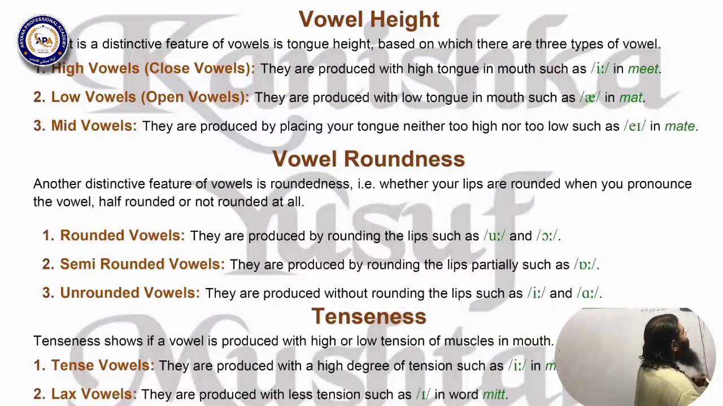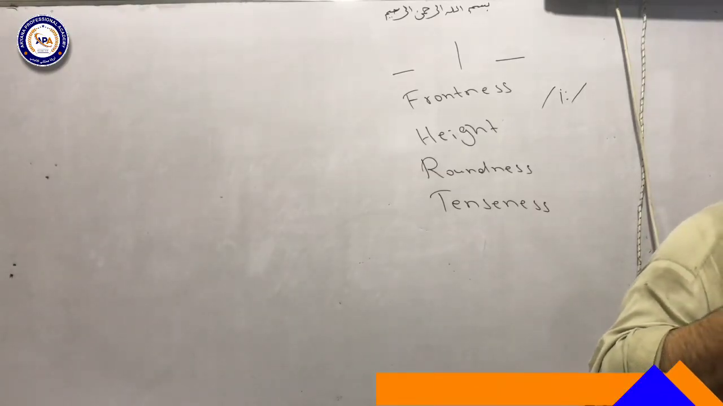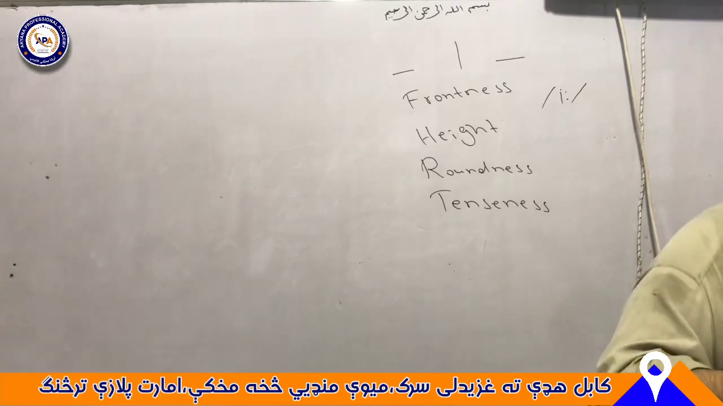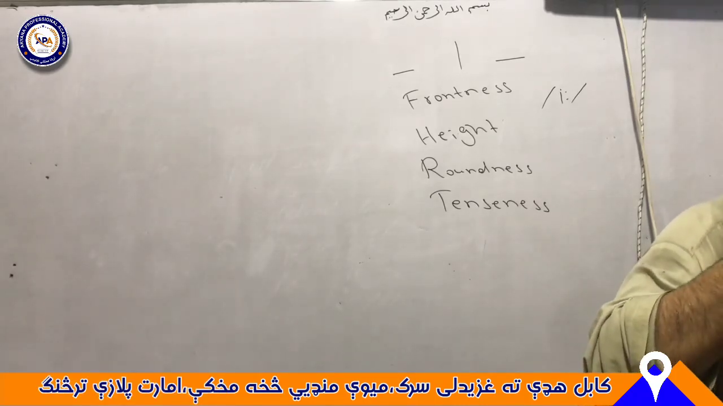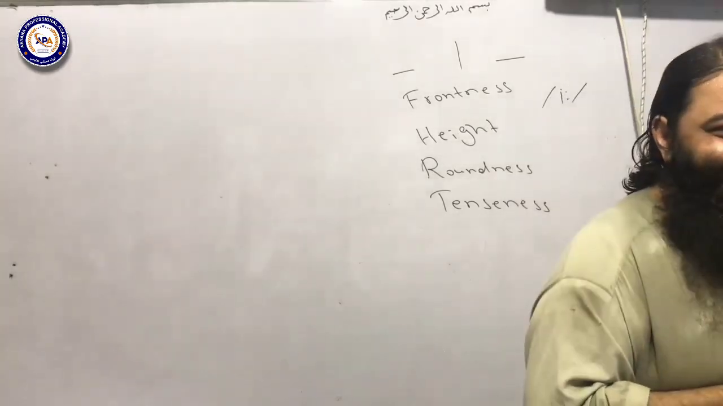Lax vowels, they are produced with less tension, such as eh. Like yesterday we said alif zir eh, like in the word met. To know the difference better, I'll give you an example. Suppose you are very sick. You are lying in your bed and you cannot sit or talk properly. Or suppose you are very sleepy. If you pronounce these two sounds, you will know the difference.